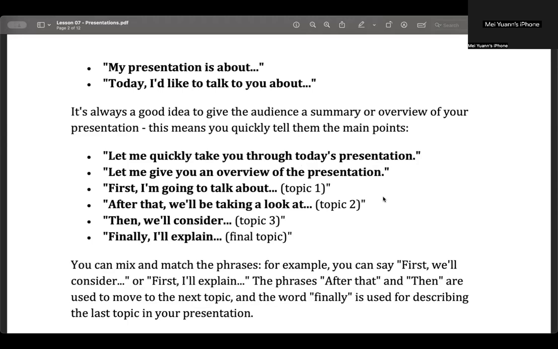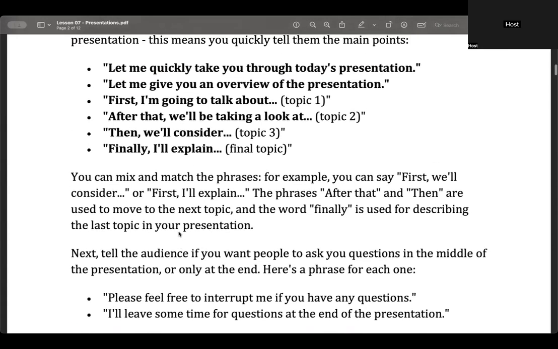First, I'm going to talk about topic 1. After that, we'll be taking a look at topic 2. Then we'll consider topic 3. Finally, I'll explain final topic. You can mix and match the phrases. For example, you can say, first we'll consider, or first I'll explain. The phrases after that and then are used to move to the next topic. And the word finally is used for describing the last topic in your presentation. Good.